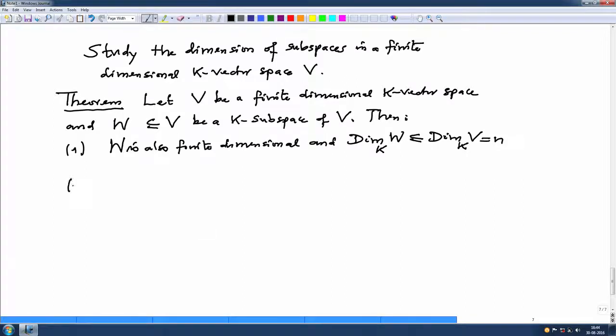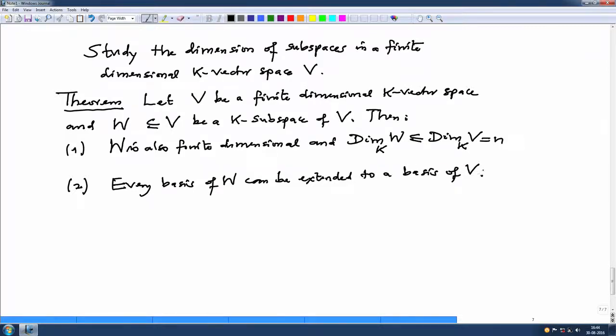Okay. So, second, every basis of W can be extended to a basis of V. This is also a direct consequence of the exchange theorem, because you pick up a basis of W, they are linearly independent, and we can add some more elements to get a basis of V. This was precisely the content of the exchange theorem.